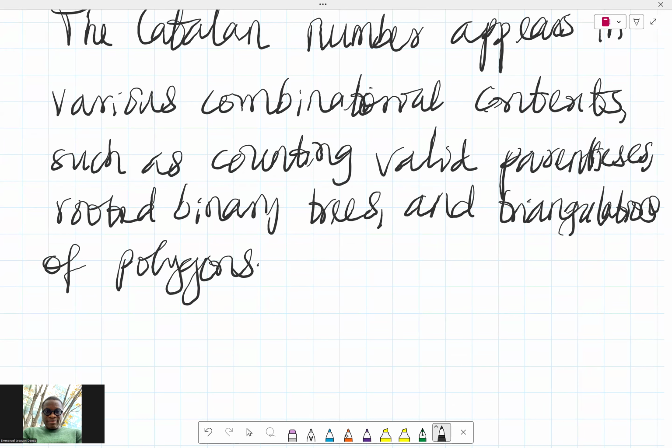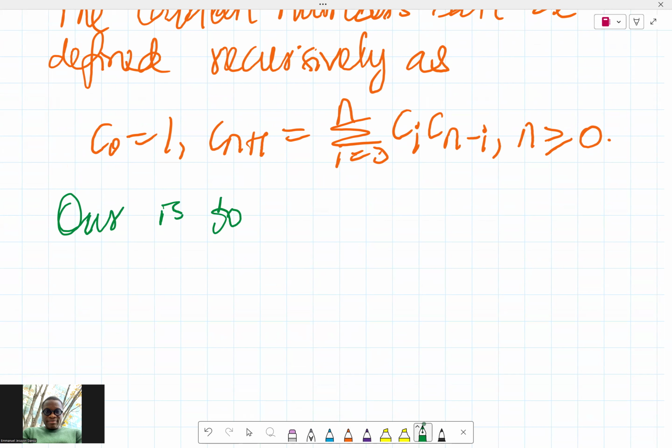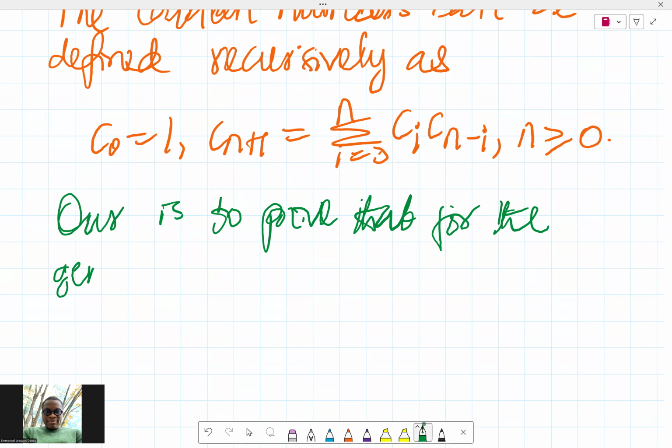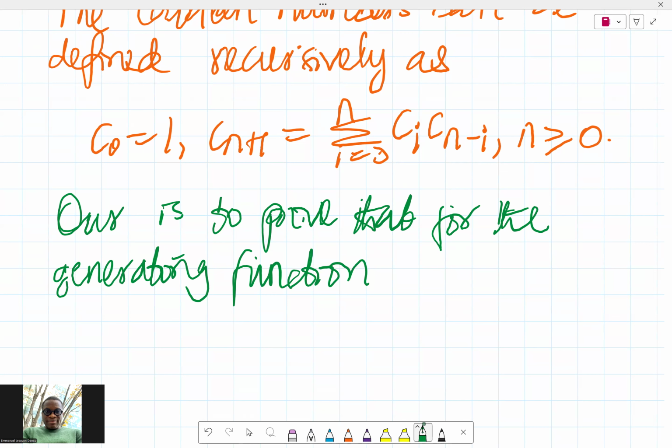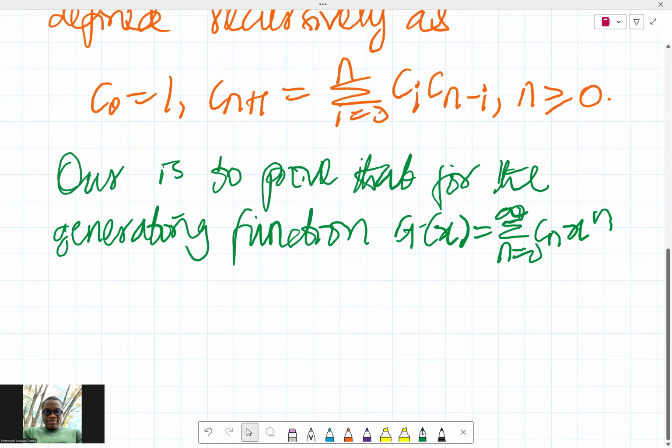So now, our aim is to prove that for the generating function g of x equals the summation from n equals 0 to infinity of C n x raised to power n. That's the generating function.